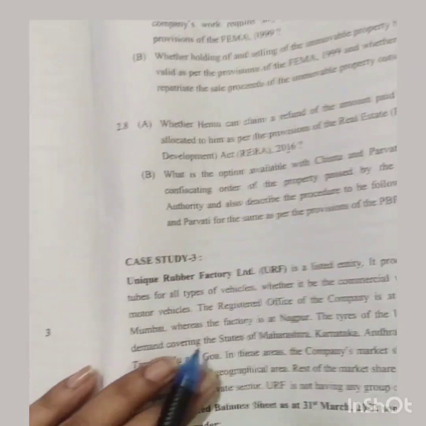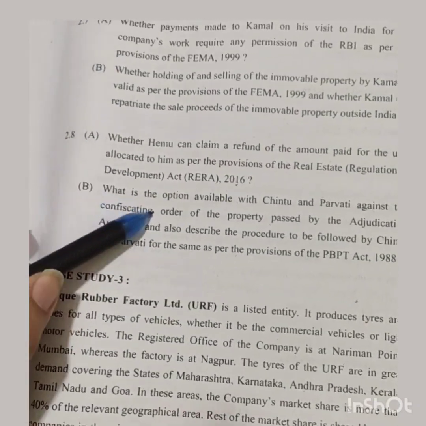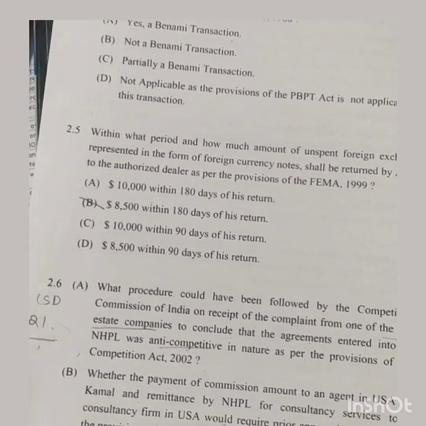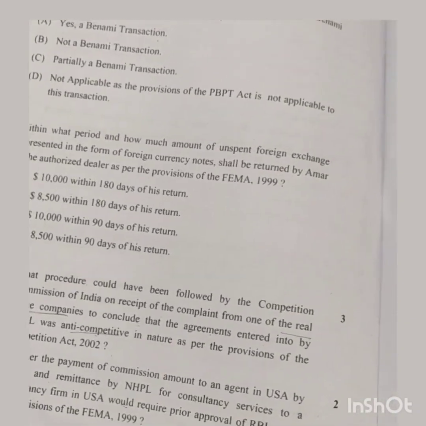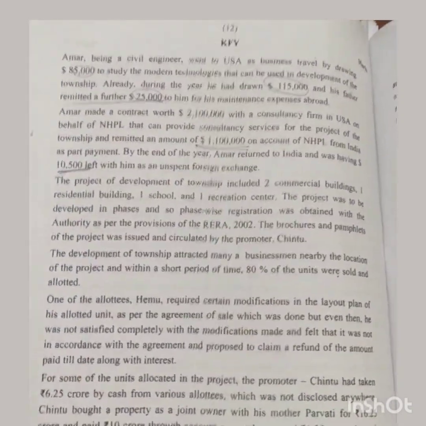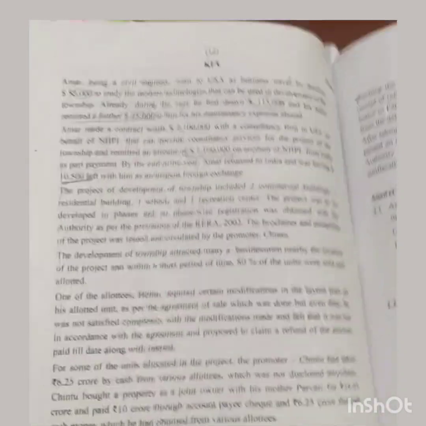But I will suggest you read the question once and see what they are asking there, and then write the answers. And as you all know, the names you have to change as given in the question. Like here Amar was given, so while answering you have to write Amar's name, so that everyone knows, right?